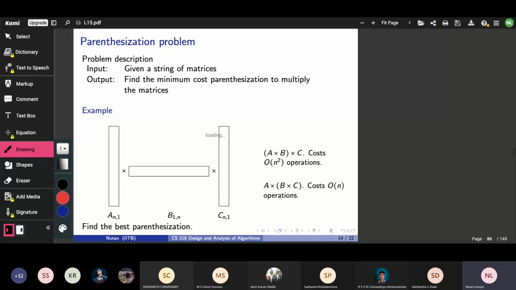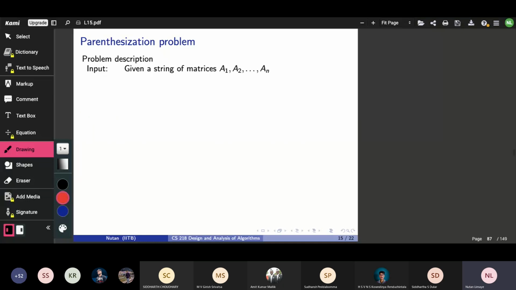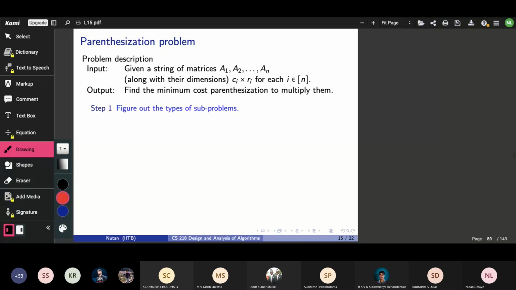So here we are required to find the best possible parenthesization. What is given? As input, we are given n matrices, and for each matrix we are told the number of columns and the number of rows, Ci cross Ri. And we want to find the minimum cost parenthesization to multiply them. I'm going to take a 30 seconds break to see if there are any questions.